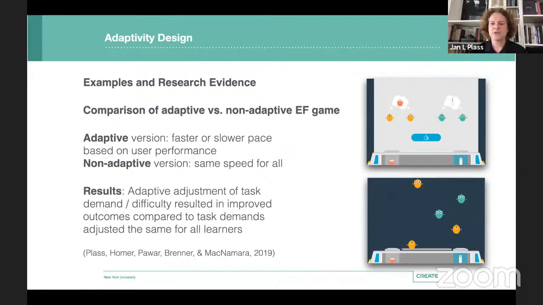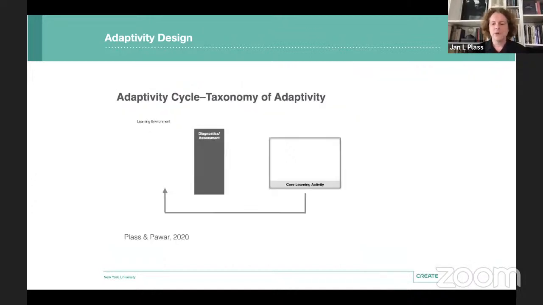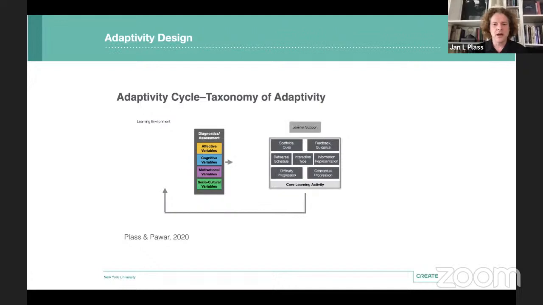And just to remember that in this particular game, repeatedly practicing this skill is one of the key mechanics to train executive functions. So making that adaptive, making it harder for you when you do very well and easier for you when you don't do so well, did in fact have the outcomes that we were hoping for. Based on that, we designed a taxonomy of adaptivity, where we have an adaptivity cycle.